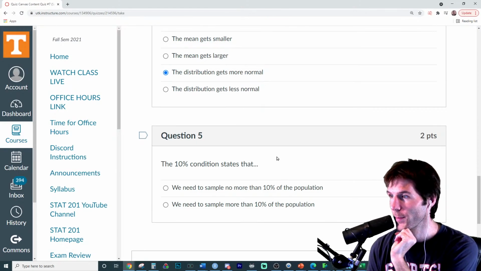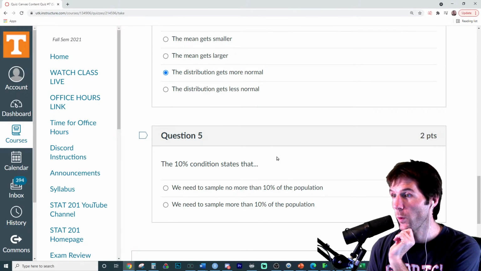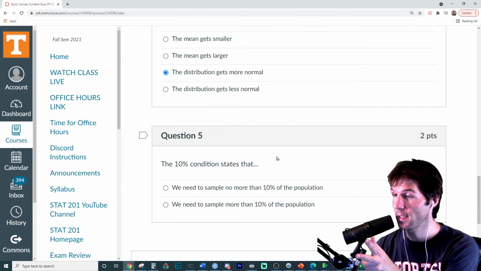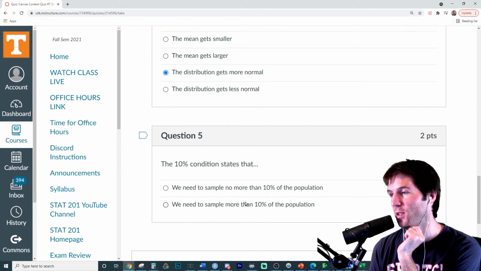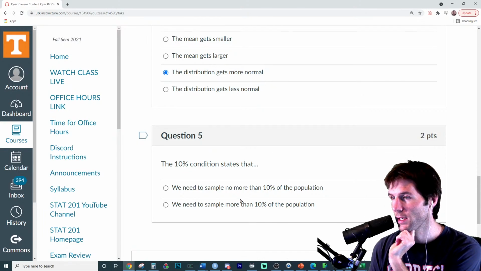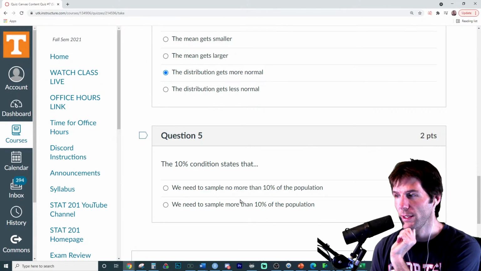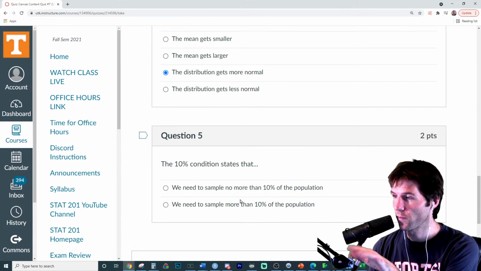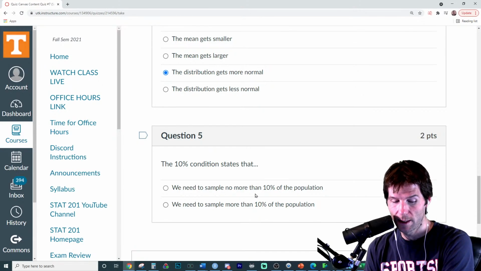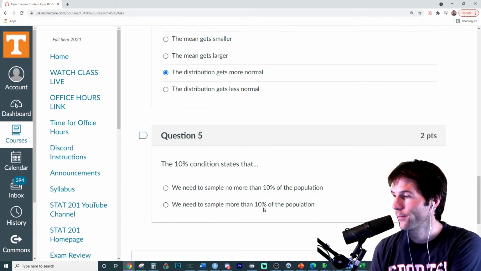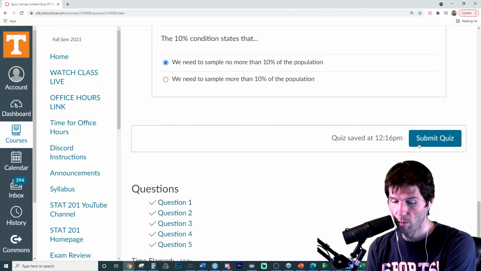One of the things is central limit theorem. The 10% condition states what? That we need to sample less than or more than. So we need to sample no more than or more than 10%. The 10% condition deals with mathematical issues with finite populations. It's a lot of theory that goes into this one. But we need to sample what? No more than or more than? Less than, yep, which is no more than.